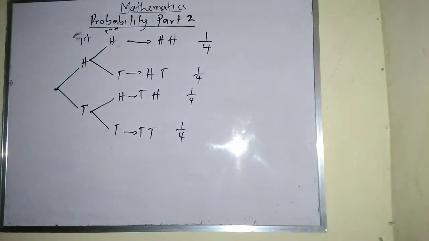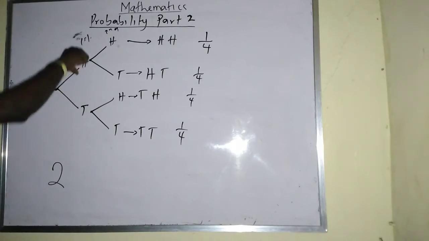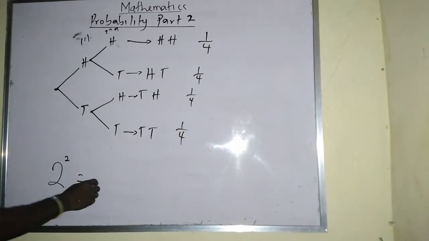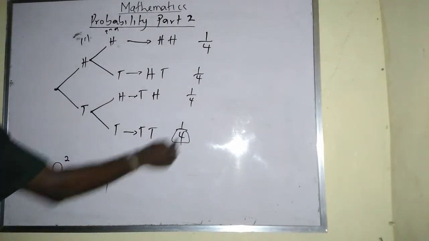It means what I'm trying to explain at the beginning of the class, 2 raised to power n, 2 is the outcome and n is how many times we toss it. First time, second time, 2 times, which is going to be 4. This is the 4 I'm referring to.